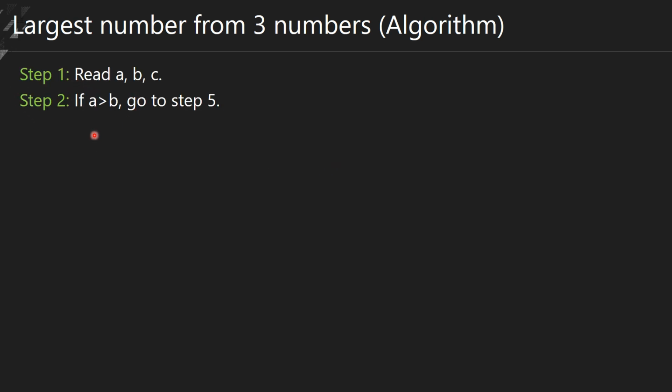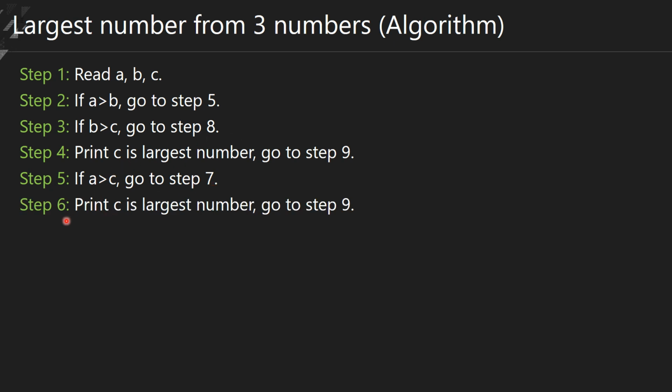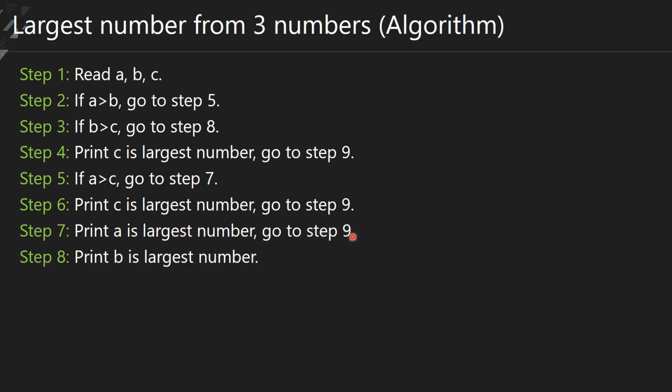Read A, B, C. If A is greater than B, go to step 5. What is that? You have to test again A as compared with C. If B is greater than C, go to step 8. So print C is the largest number, go to step 9. What is step 5? Step 5 indicates if A is greater than C, go to step 7. What is here? Print C is the largest number, go to step 9.